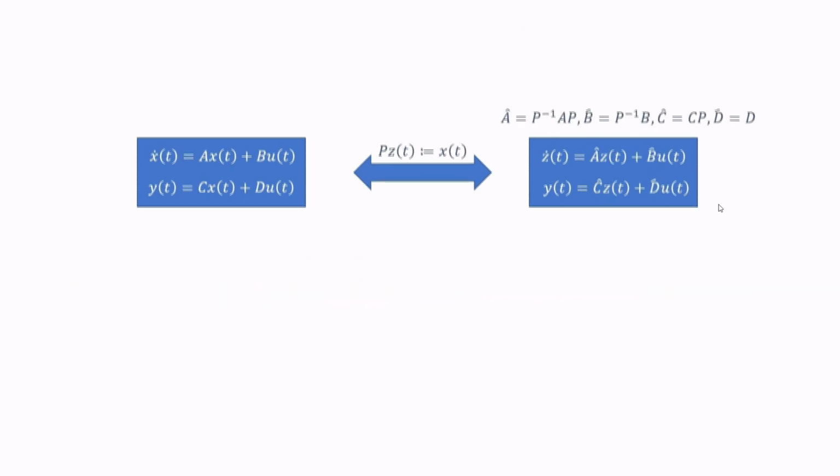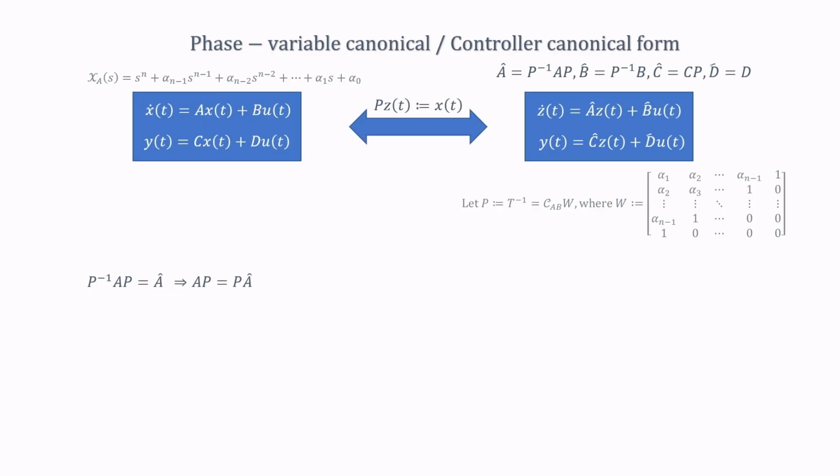So, let us see what happens when we try to find out P inverse A P. Remember again, P is nothing but T inverse, where we are taking T of x of t is equal to Z t, or in other words, P inverse of this is equal to Z t, which means x of t is equal to P of Z t. Now, here you see this is our P.